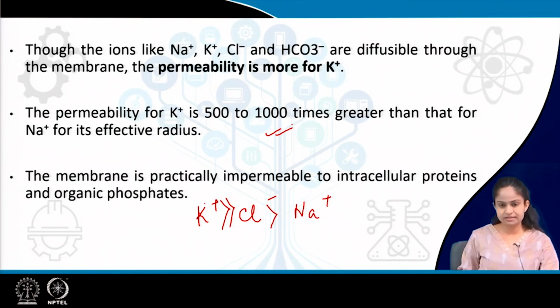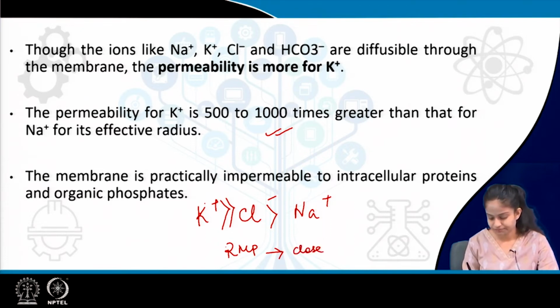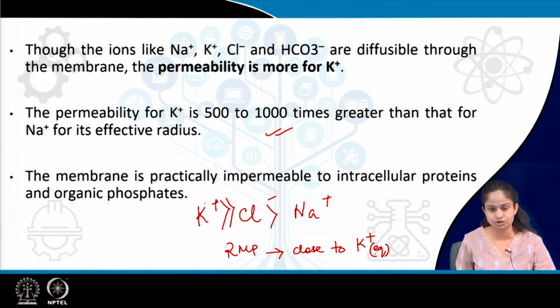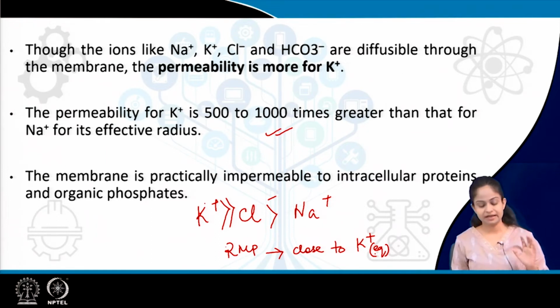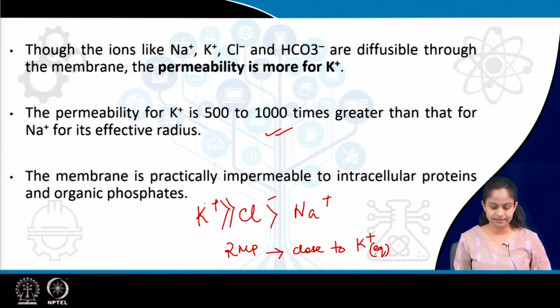So, this means that the resting membrane potential of any cell will be close to the equilibrium potential of potassium ions. Now, what is equilibrium potential? I will come to that later, but you have to remember that the resting membrane potential of generally all mammalian cells should be close to the equilibrium potential of potassium ions because of the high permeability coefficient of potassium ions.